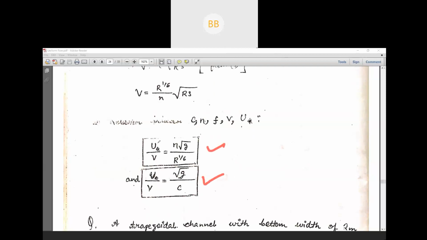U star, which is your shear velocity, divided by velocity is equal to Manning's n root over g divided by R to the power 1 by 6. Right here, U star divided by velocity is equal to root over g divided by C, because we know C is equal to R to the power 1 by 6 divided by n. That relationship I have already given you. If you bring n here, you can directly write C.